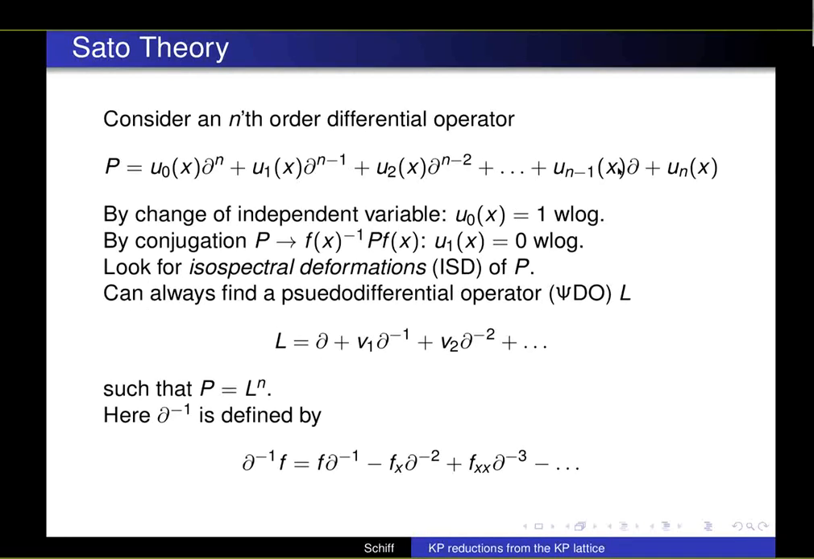Now we can do some normalizations here. By changing the independent variable, we can take the leading order coefficient to be 1 without loss of generality. And by conjugation, this is operator conjugation by a function, we can make the next-to-leading order coefficient 0. So we always take u0 to be 1 and u1 to be 0. Then that's what's called a monic nth order differential operator.